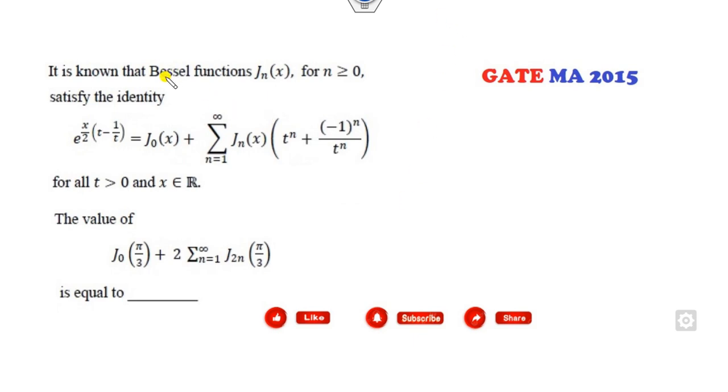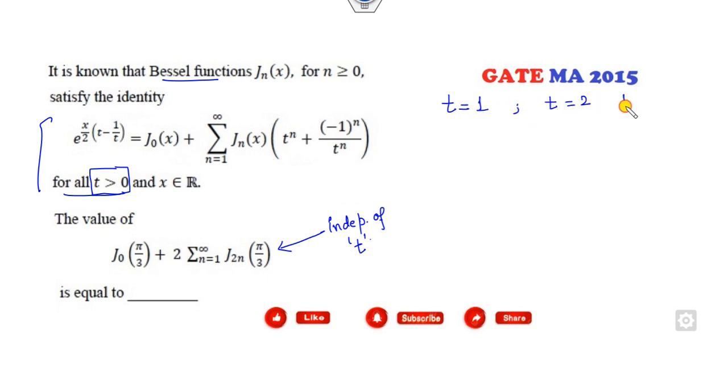Okay, look at this next one. This is a Bessel function identity given for all t greater than 0. The value of this is equal to... If you closely look, this function is independent of t. Because this function is dependent on t, this is independent of t. So that means you can choose the value of t as per your own convenience. You may choose t as 1, 2, or 3, but the simplest one is t equal to 1.